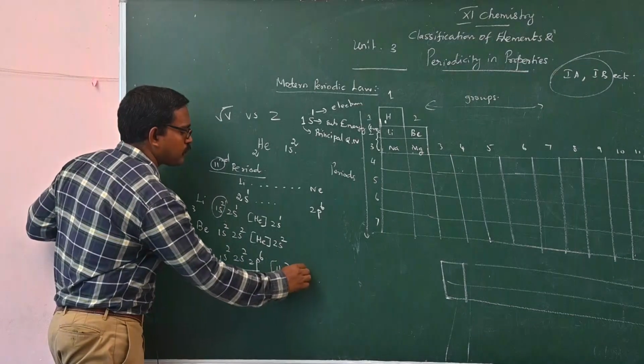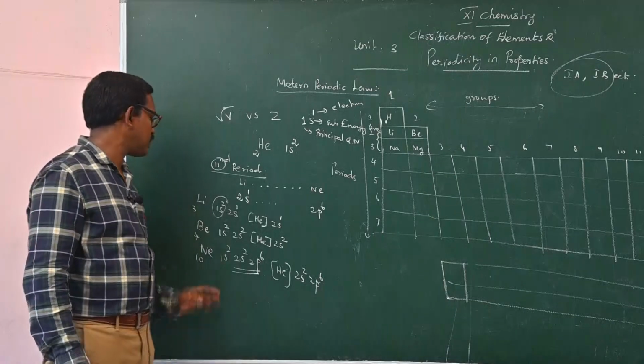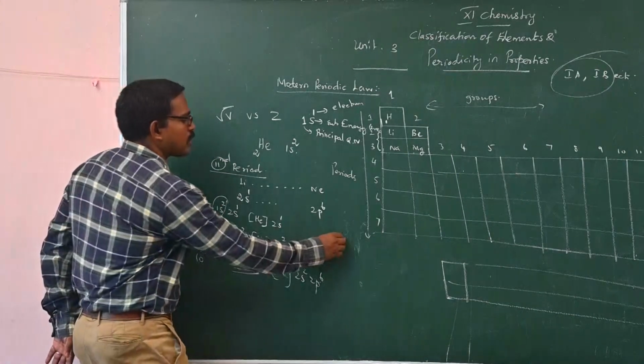2s2, 2p6. 2s2, 2p6 is the electronic configuration of the second period. What about the third period?